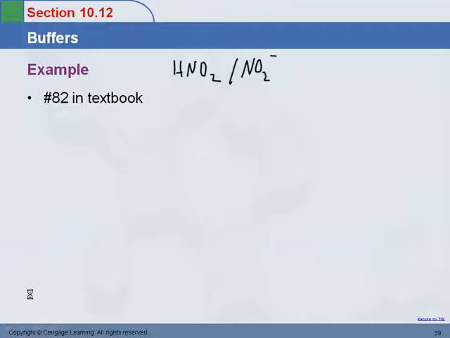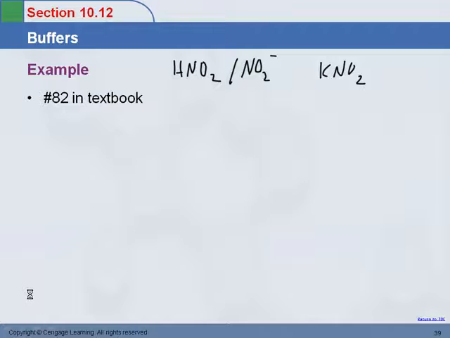Now the second thing that's listed there in B is KNO2, which, if you think about it, is an ionic compound where the potassium is just acting as a carrier for the nitrite ion. So HNO2 and KNO2 provide all the parts of a buffer, a weak acid and its conjugate base. So that could serve as a buffer.